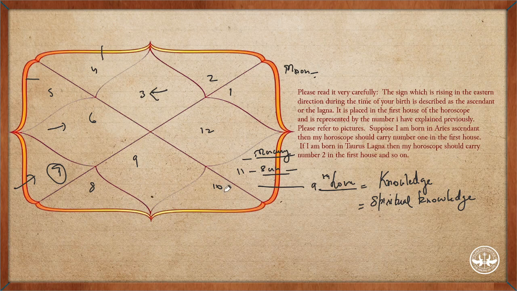So most often you will see people making mistakes by reading some book and coming across this point: okay, Mercury is sitting in the 9th house, so I become knowledgeable. No, no, no, no. It will not work like this. Astrology never works like this. You have to check each and every point to come to a final conclusion.